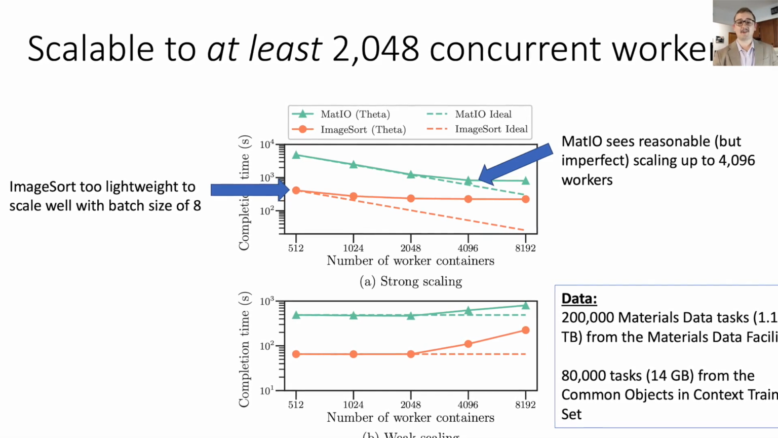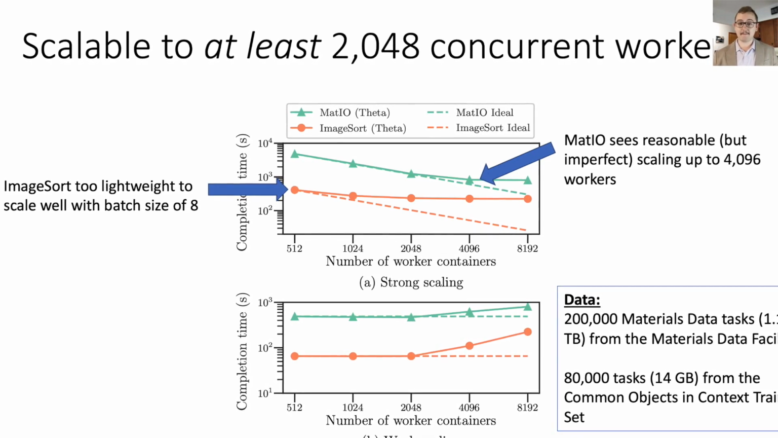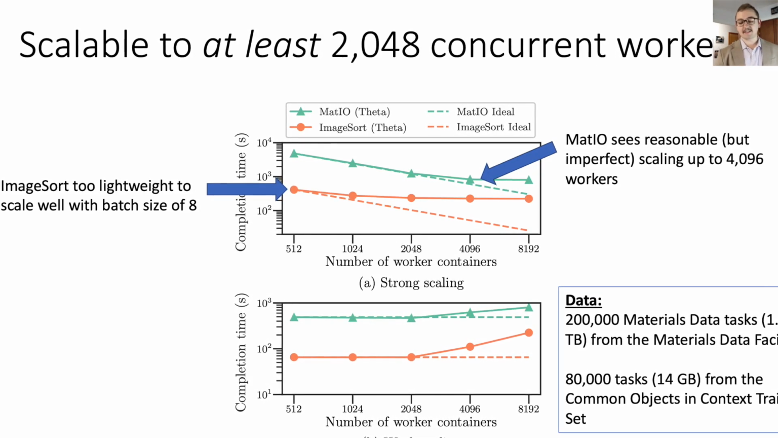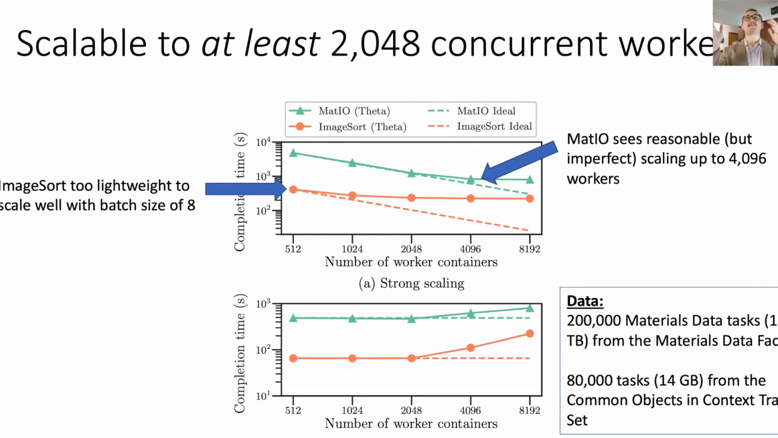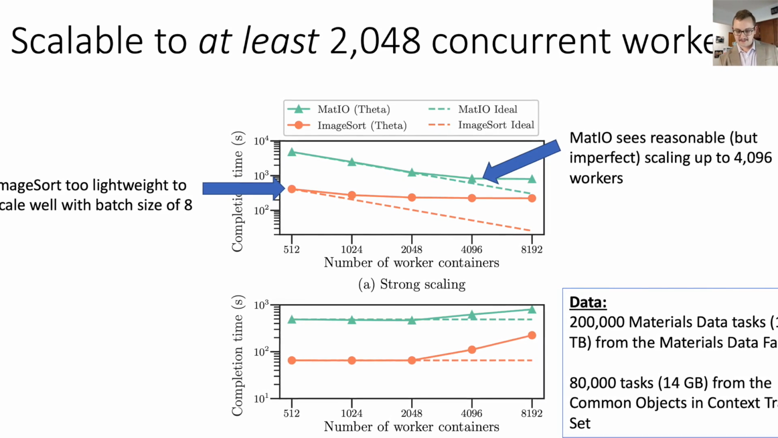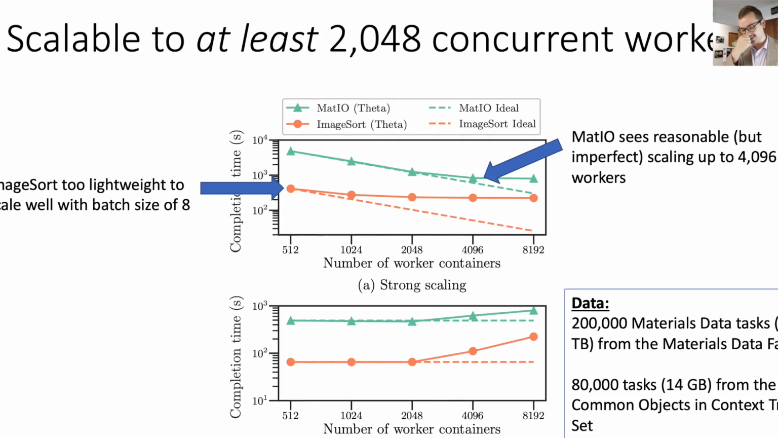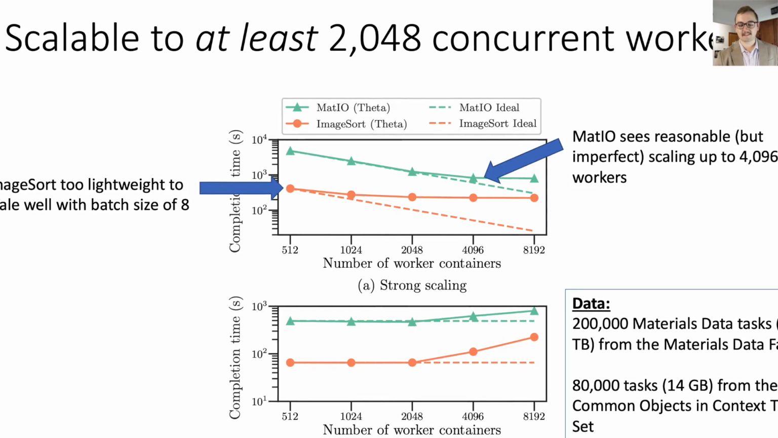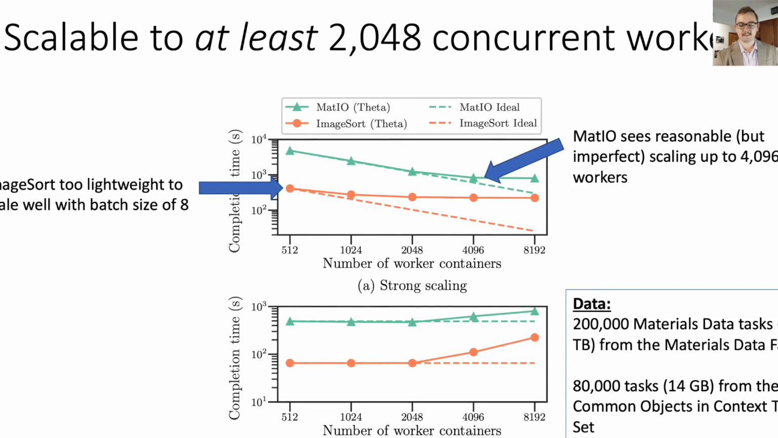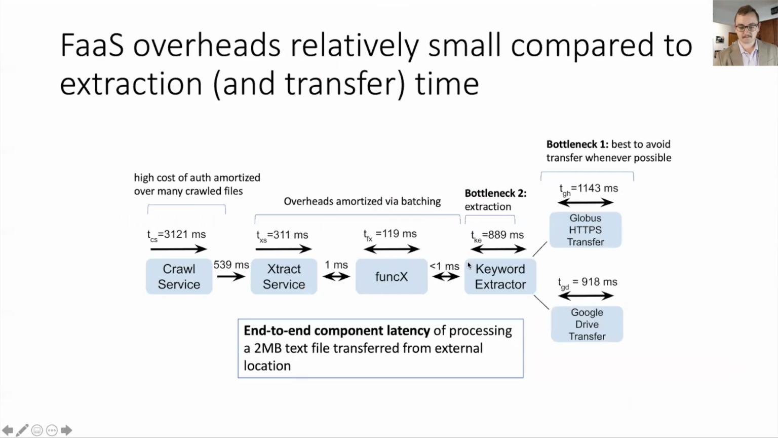But materials I/O, which is a series of extractors submitted by Argonne National Lab and implemented by them, sees reasonable but imperfect scaling on 200,000 file groups, and it sees reasonable scaling up to 4096. The line is still curved and kind of mapping ideal slightly, but for the sticklers in the audience, we'll say it scales pretty well to 2048 concurrent workers. And the weak scaling statistics are right here.